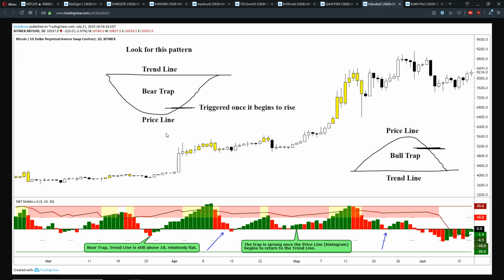Another thing you can use the MoMo for is traps. You want to look for this pattern, a flat trend line and then a rapidly moving price line. As you can see here, you can see this very strong uptrend had a lot of times where the price dipped, but it was only to trap the bears. You pulled back and then you triggered upward, and it actually gave you very good buying opportunities to get into these bear traps. So for a bull trap, you'd look for the same thing, a flattened out trend line, rapidly moving price line.